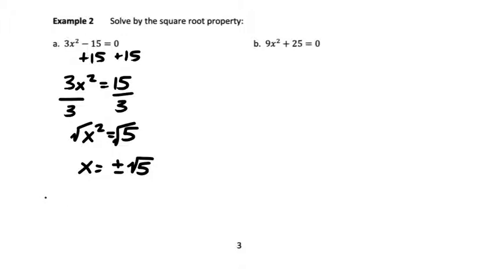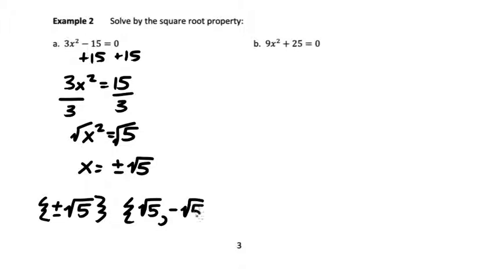So again, the two ways that I could enter this into the homework is plus or minus square root of 5, or I could write square root of 5, comma, negative square root of 5. Remember, when you're entering answers in the homework, you would not put the x equals inside the squiggly bracket. So next we're going to look at part B. This is pretty similar. I'm going to start by subtracting 25 from both sides, and then I need to divide by 9.